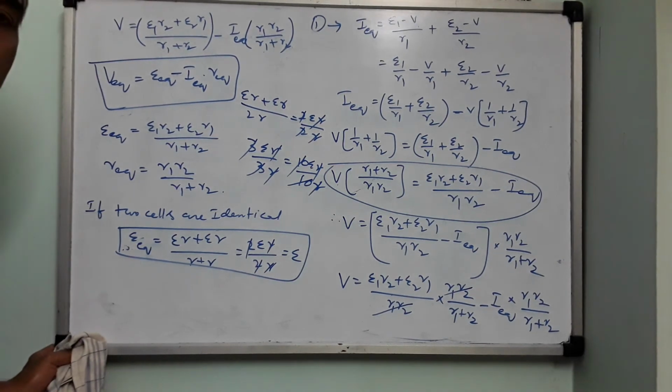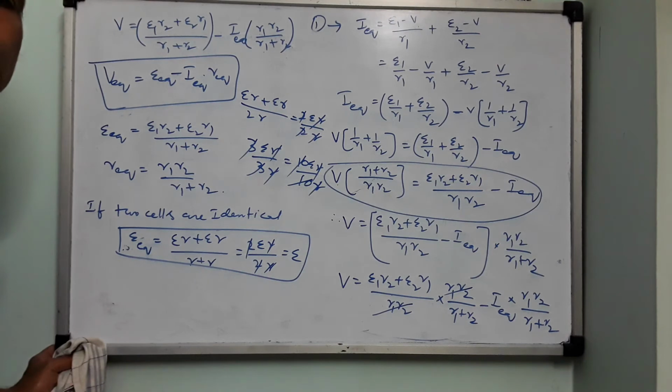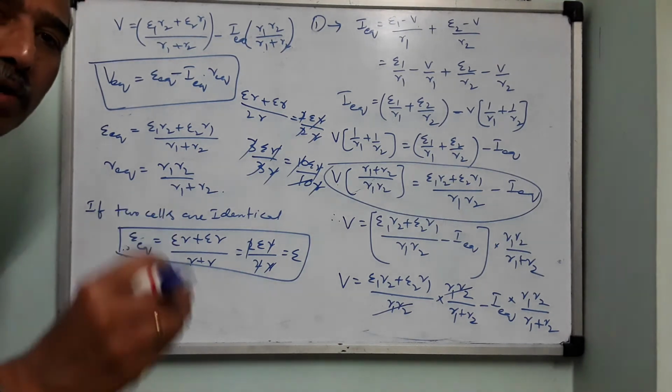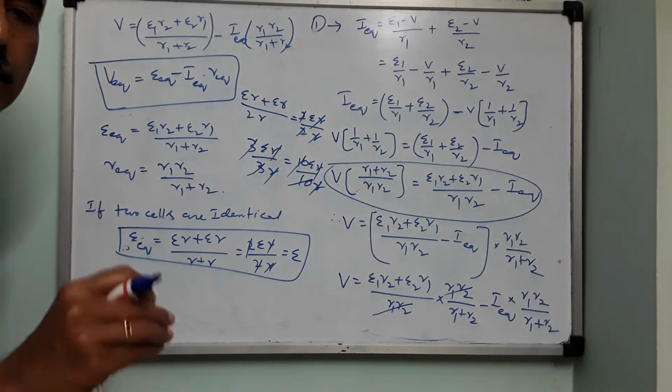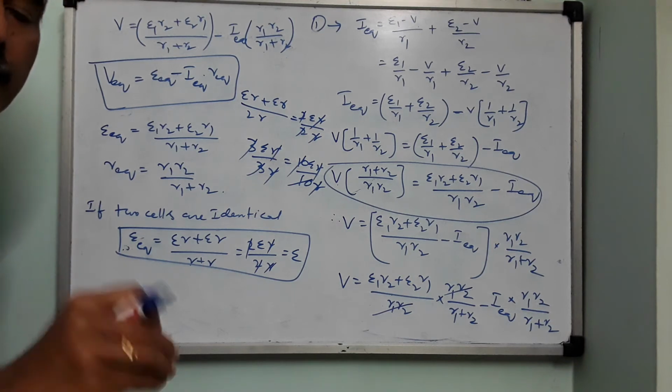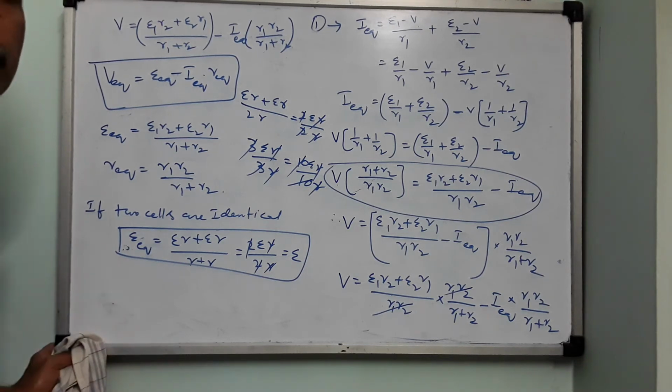So even if you connect 100 number of cells in parallel, the net EMF of the combination is equal to EMF of any one cell. Therefore, there is no use of connecting the cells in parallel. So always we prefer cells to be connected in series. If they are connected in series, their EMFs will be what? Added up. If they are connected in parallel, their EMF will remain same as if it is a single cell, even though you connect 100 number of cells in parallel. Okay, right.